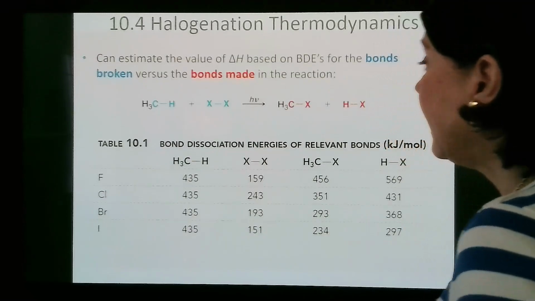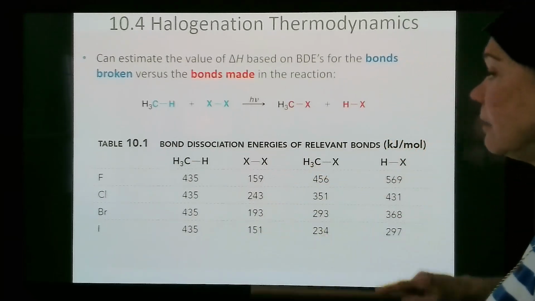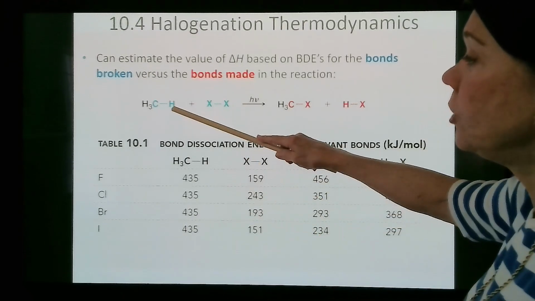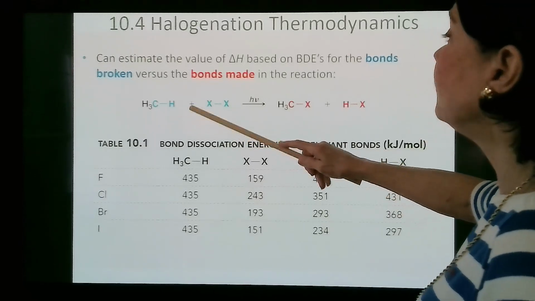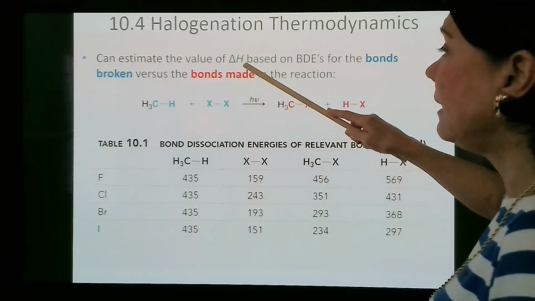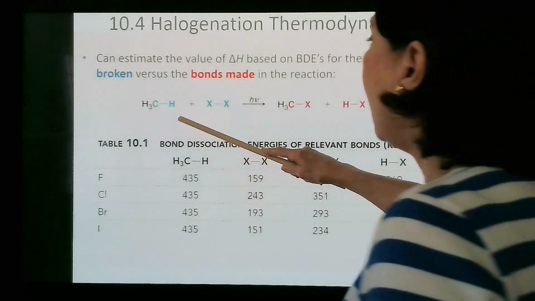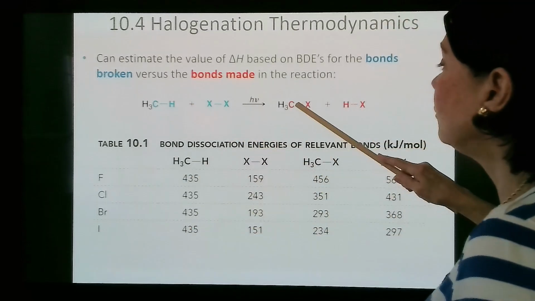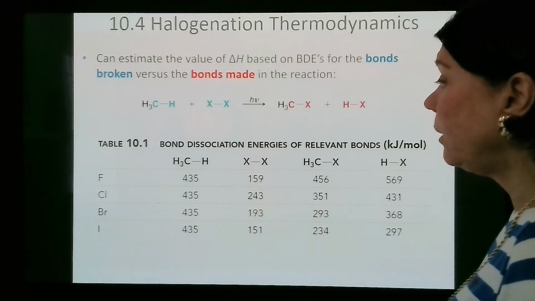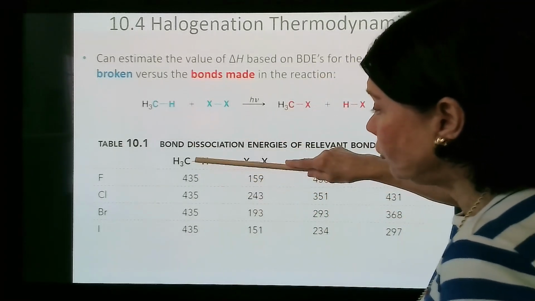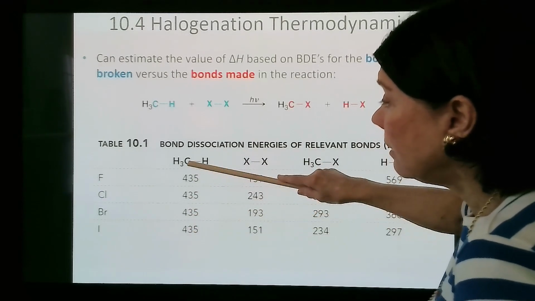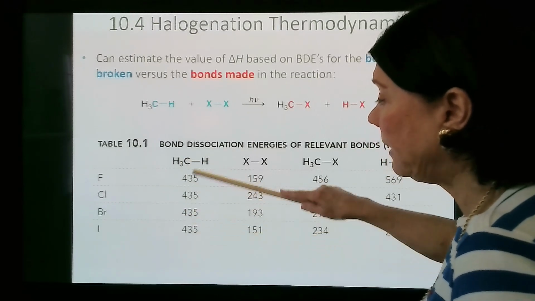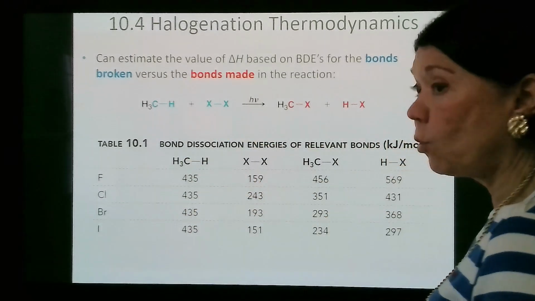And so this is a little table of bond dissociation energies, and this is only of the relevant bonds because here we're considering halogenation of methane. And so you can estimate the value of delta H if you look at the bond dissociation energies for the bonds broken versus the bonds formed. And so here, this is a column for the values of C-H when you are using different halogens. And so, of course, these will be the same. This will be the same in all four reactions.